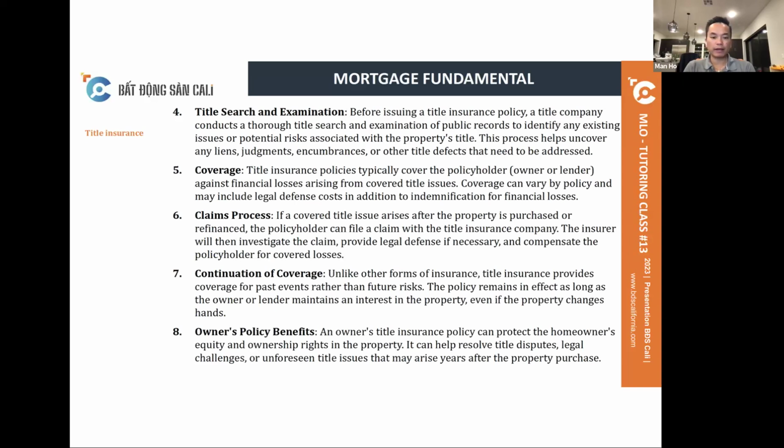The policy remains in effect as an interest in the property, even if the property changes hands, okay? Owner's policy benefit: an owner's title insurance policy can protect the homeowner's equity and ownership rights in the property. It can help resolve title disputes, legal challenges, or unforeseen title issues that may arise years after the property was purchased.